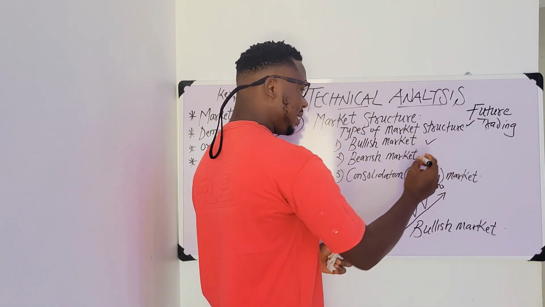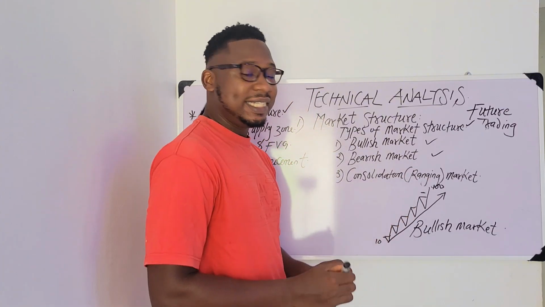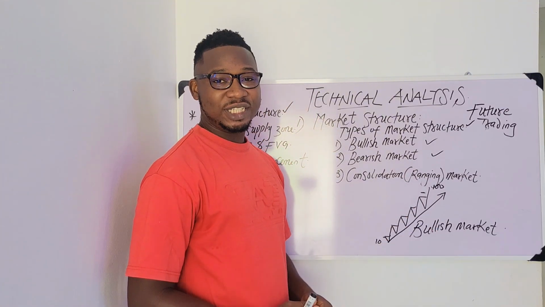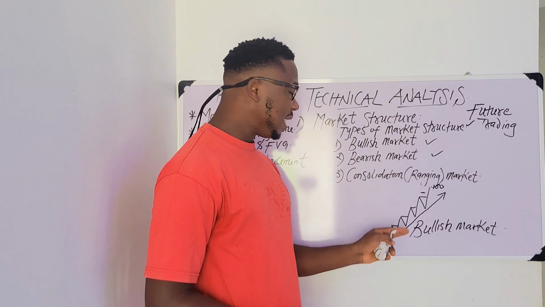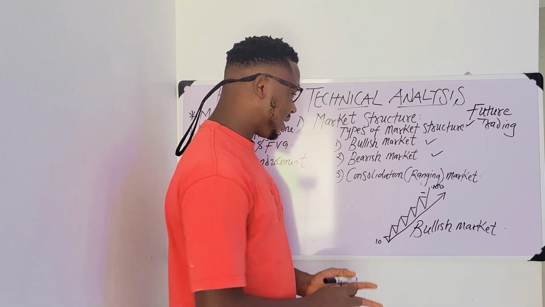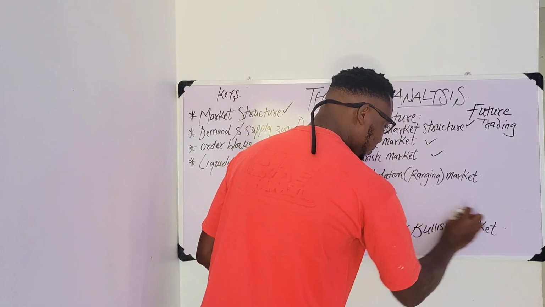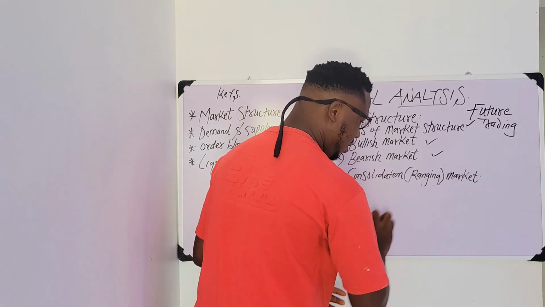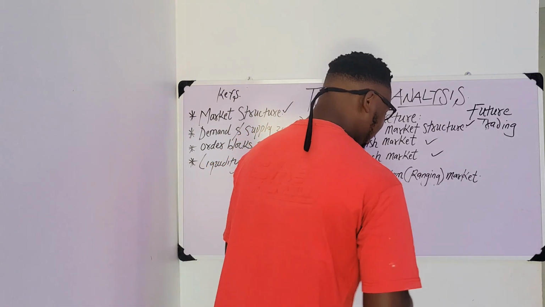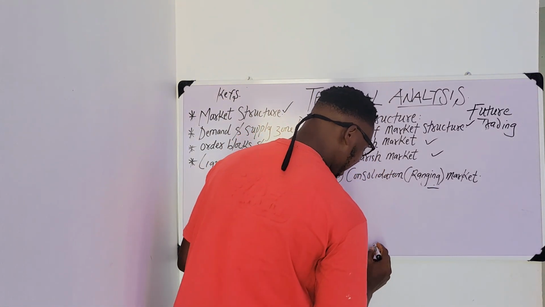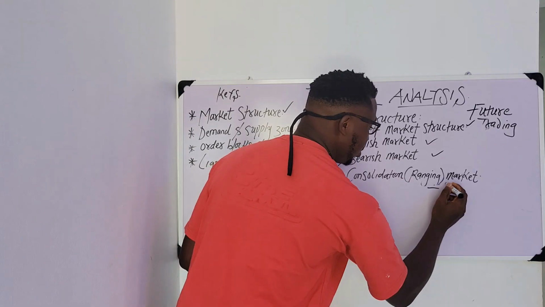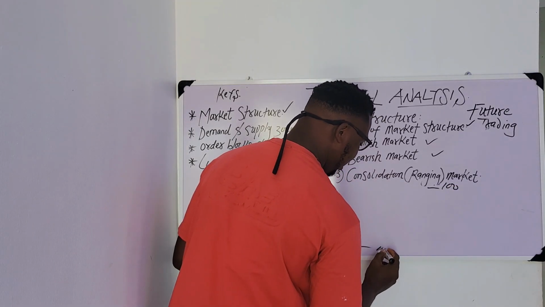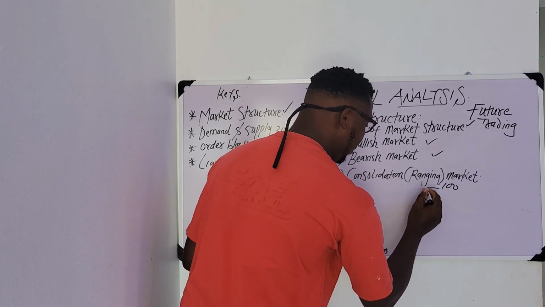Then the second one, bearish. Bearish is simply the opposite of the bullish market. Now let me just quickly draw it. Now when we say the market is bearish, from this region the market wants to come to this place. This is 100 naira and this is 10 naira price. Now the market is coming from here.